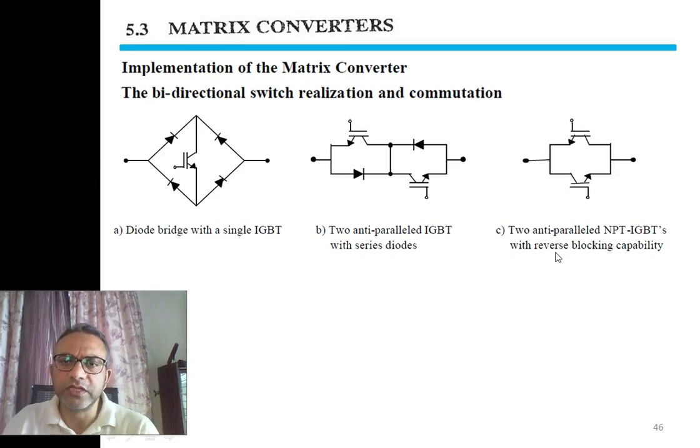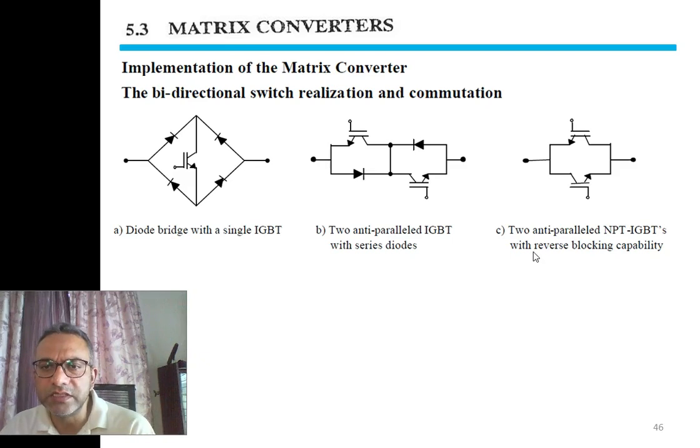The third option is to use 2 anti-parallel NPT IGBTs with reverse blocking capability. So if we want to allow current to flow from this side to this side, we simply turn on the lower IGBT, and if we want to allow current to flow in the opposite direction, we can turn on the upper side IGBT.